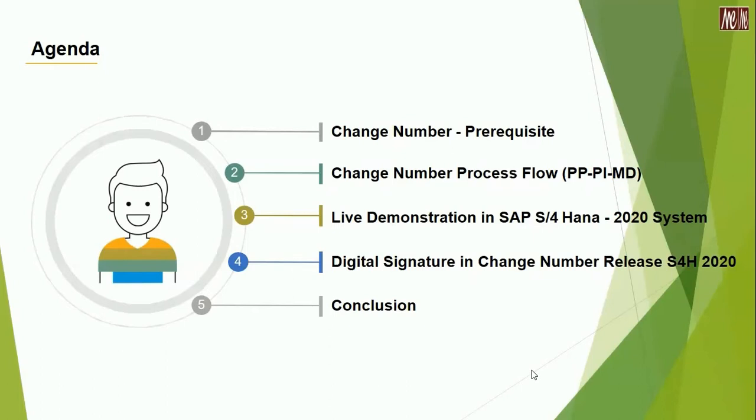Coming to the next section, in section 3, we will demonstrate live in the SAP S4 HANA 2020 system the change number and the respective activities. Next, through the digital signature, the change number created in the system goes forward for release activity in the same SAP S4 HANA 2020 environment. At last, we will go for the conclusion.